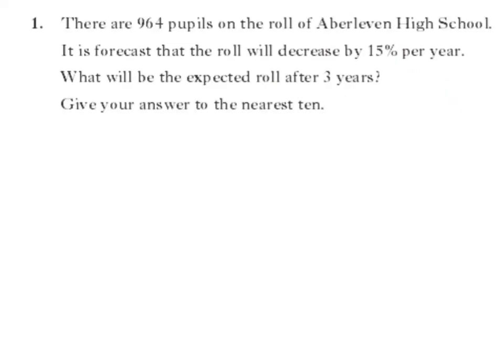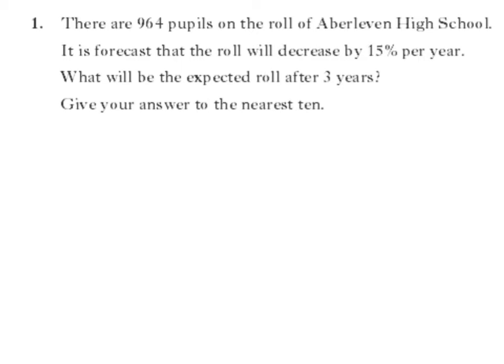This is question number 1 in the calculator section. We're told that there are 964 pupils on the roll of a high school. It is forecast that the roll will decrease by 15% per year. What will be the expected roll after 3 years? And then it says give your answer to the nearest 10.